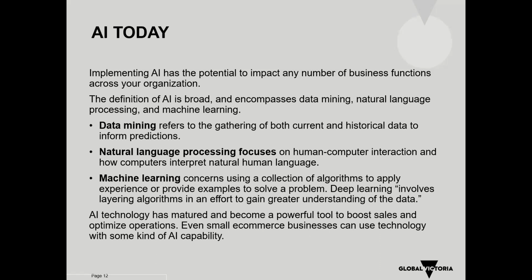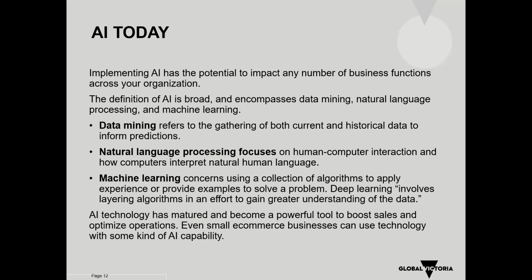The definition of AI is broad. It encompasses data mining, natural language processing, machine learning, and a raft of others. So the ones that are most commonly used in e-commerce: data mining refers to the gathering of both current and historical data to inform predictions. You gather the data through various means on your website, through your email marketing channels, your social media channels, etc. AI assists in that process, and then AI helps you determine what is valuable in that data, how best to use it, how best to inform your marketing, your customer experiences, etc.